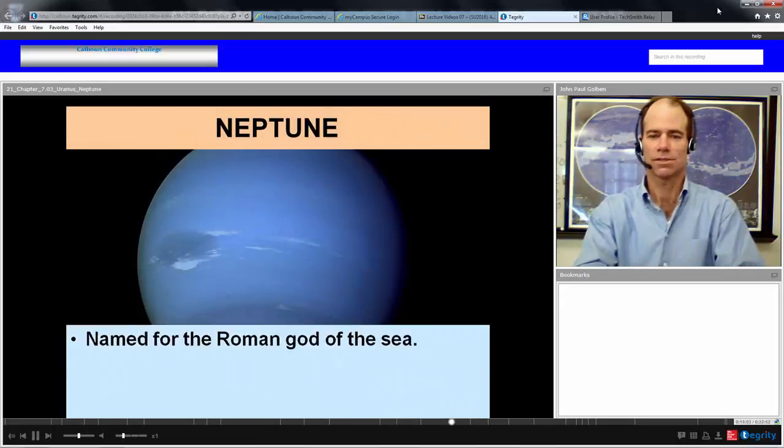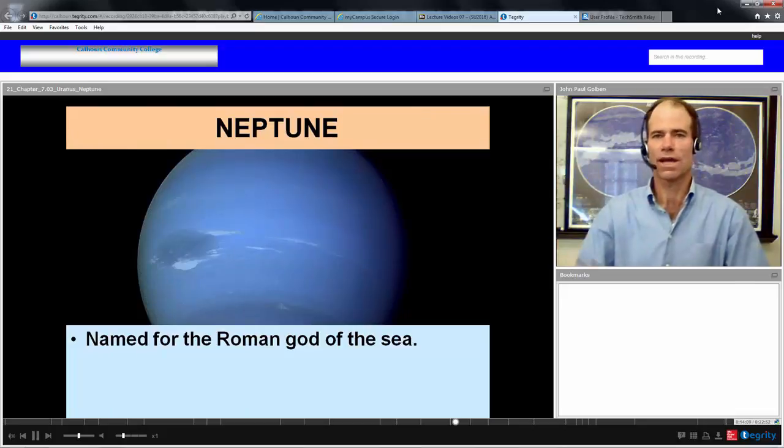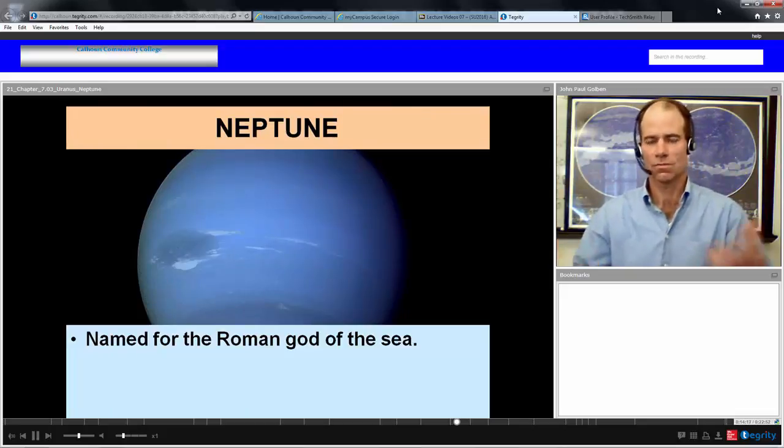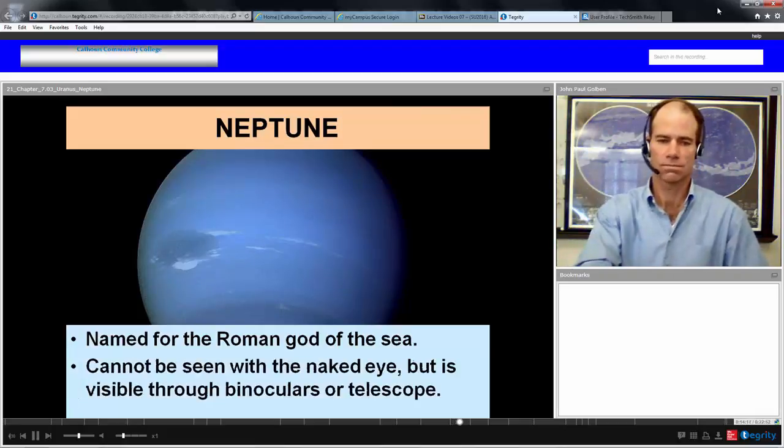Here's Neptune. Named for the Roman god of the sea. Neptune, Poseidon is the Greek god of the sea. Neptune is the Roman version of Poseidon with his Triton stick.